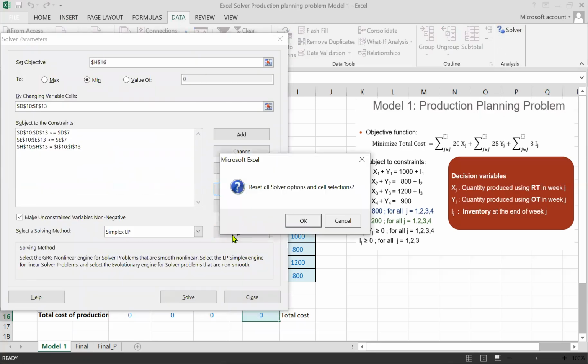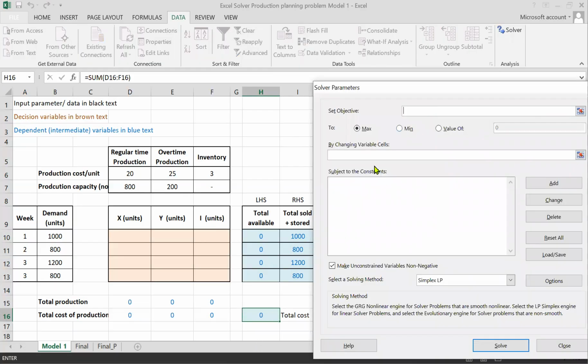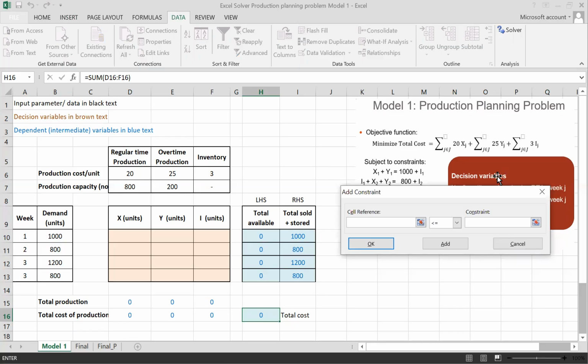Now in Excel Solver, we need the objective function, the total cost, which we want to minimize. The objective function formula we have written in cell H16. Our decision variables are in the orange cells. And now we can add constraints.